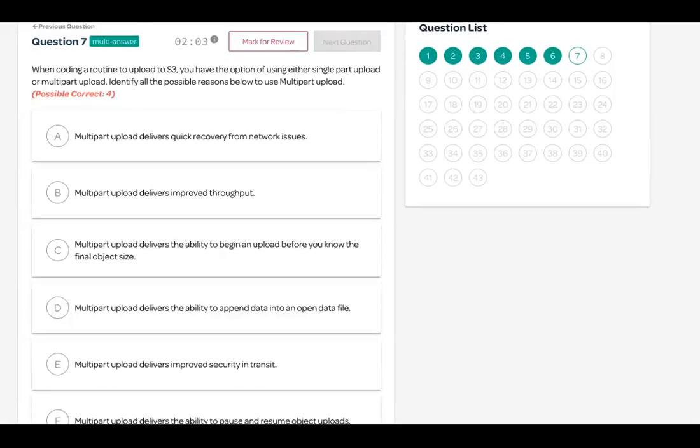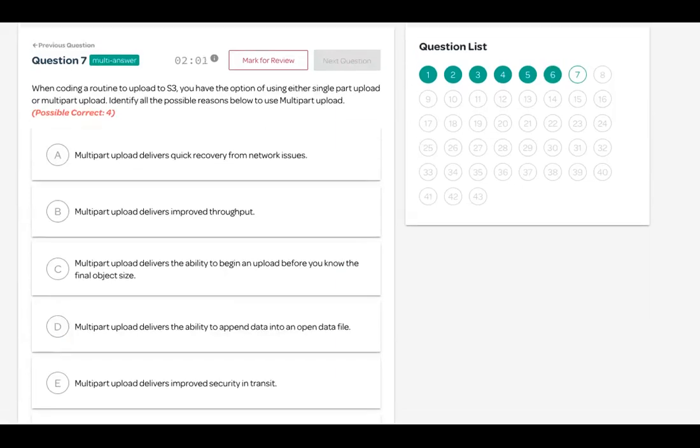They'll consume those messages from the queue. When coding a routine to upload to S3, you have the option of using either single part upload or multi-part upload. Identify all the possible reasons below to use multi-part upload.